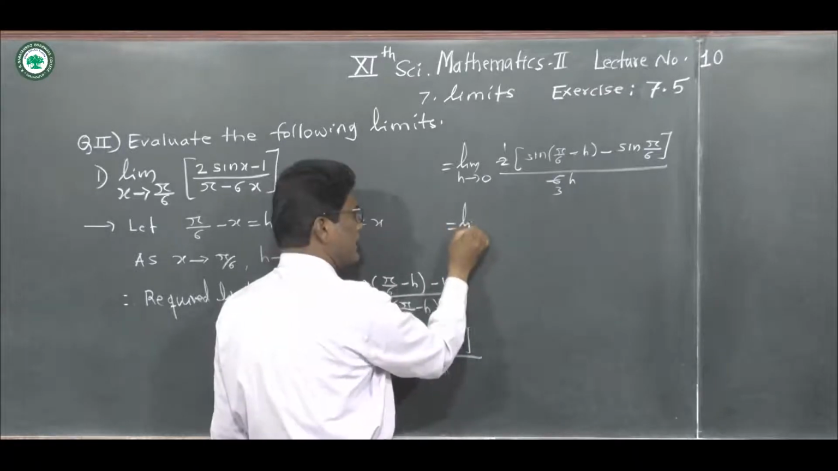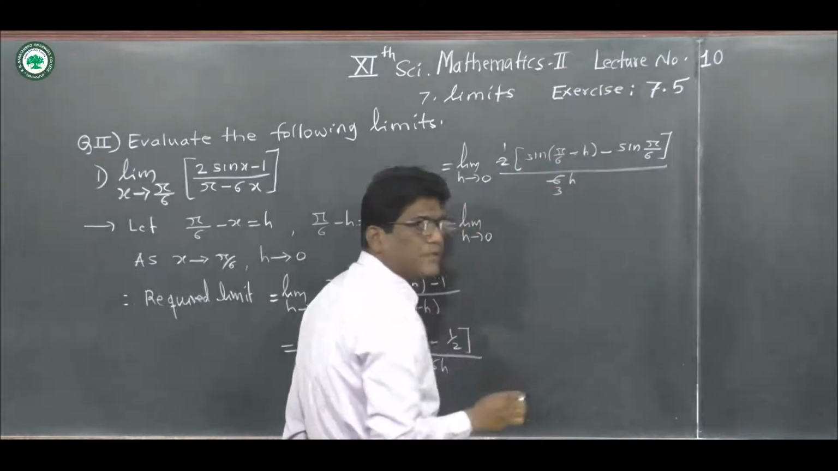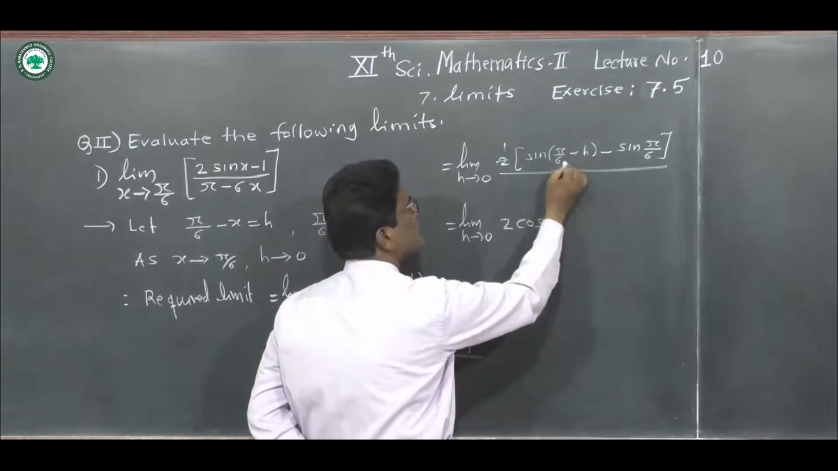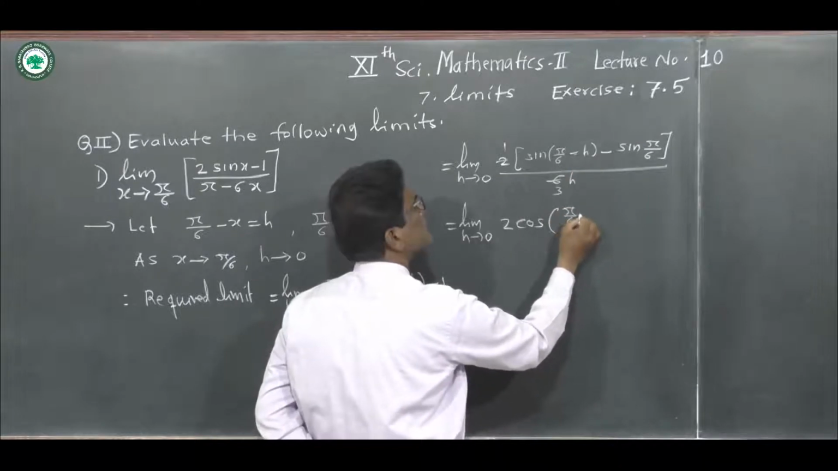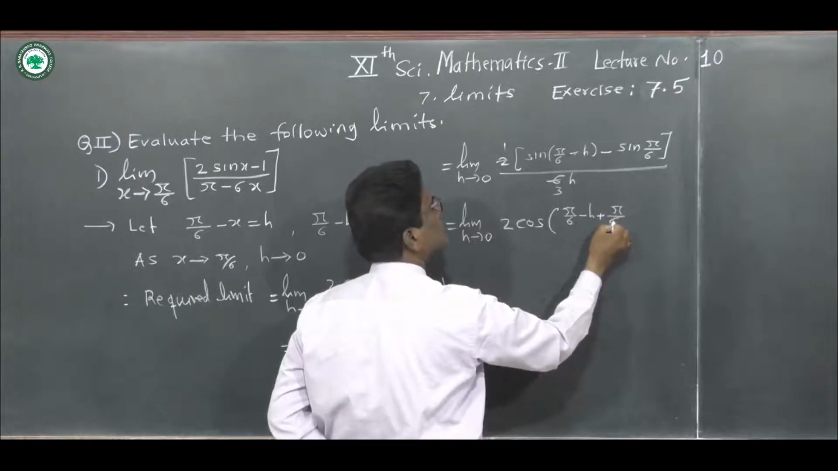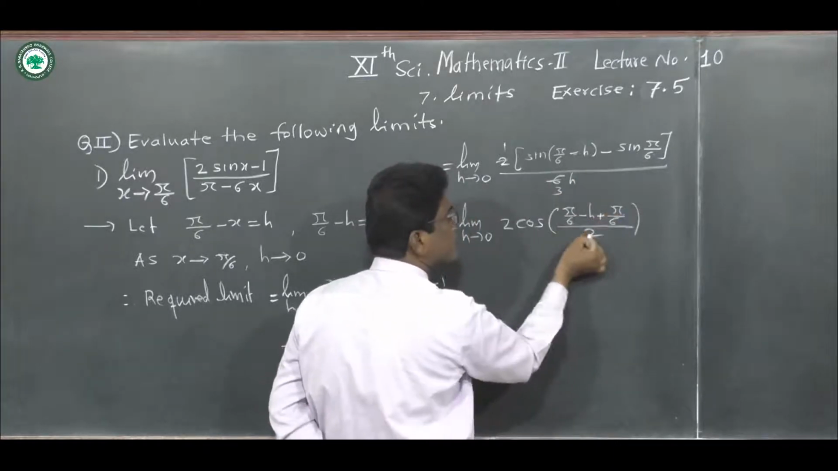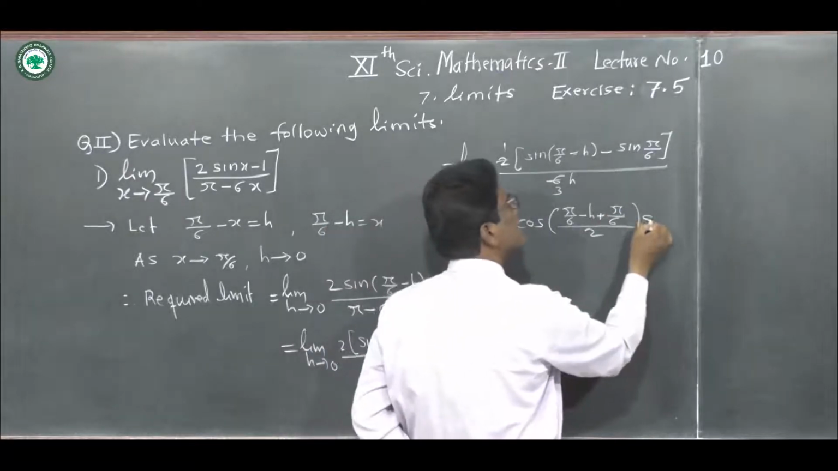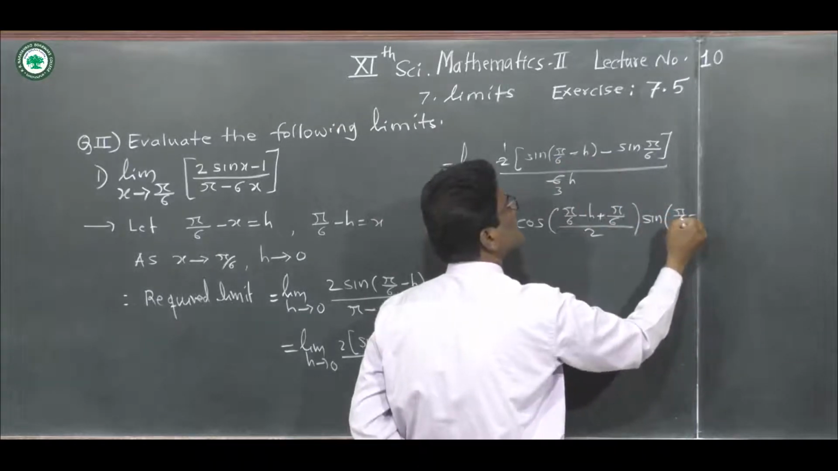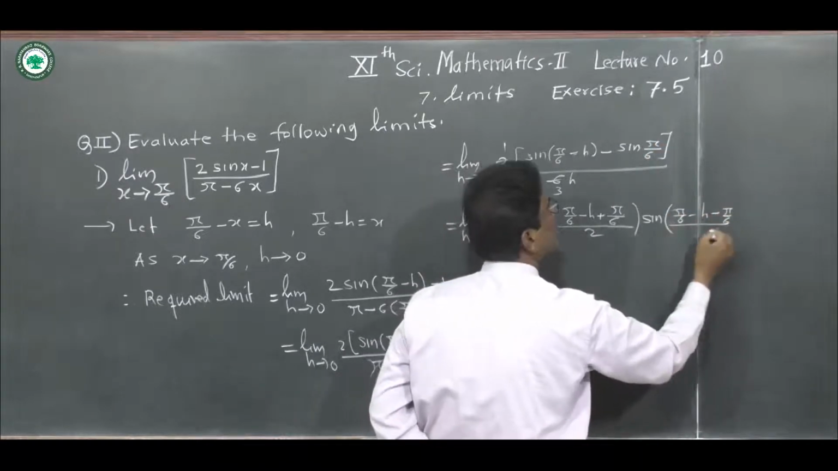So it is equal to limit as h tends to 0. Now use the formula sin C minus sin D, which is equal to 2 times cos of (C plus D) divided by 2, and sine of (C minus D) divided by 2. C means this bracket, that is pi by 6 minus h, and D means this pi by 6. So sine of (C minus D): pi by 6 minus h minus D, where D is pi by 6, so minus pi by 6, and divided by 2.